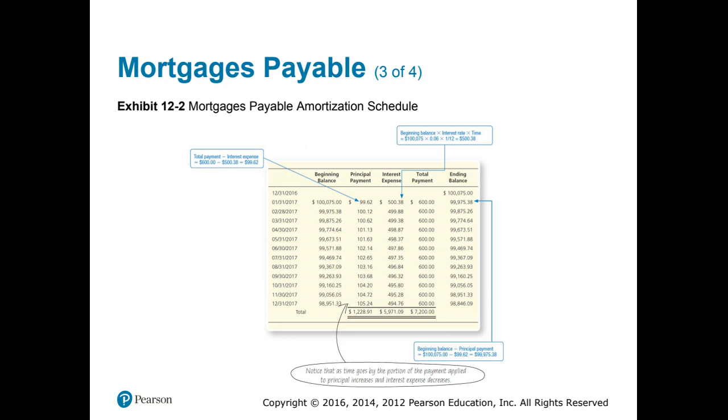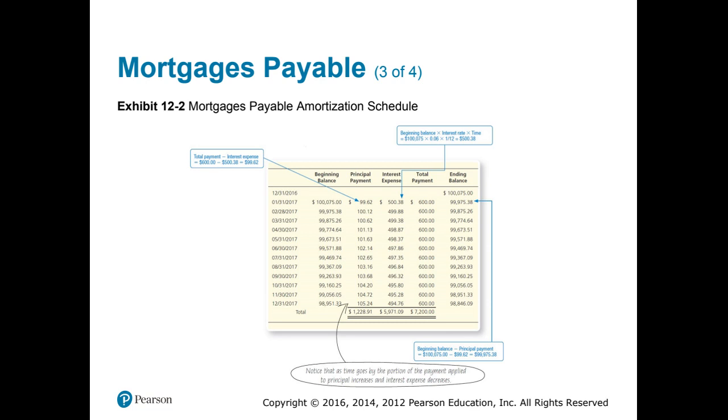But here we've calculated our principal payment amount to be $99.62. For our interest expense, to calculate it, we take the beginning balance times our interest rate times the time. So for this one, we took $100,075 times the 6% interest times 1/12, because it's 1 month over 12 months.